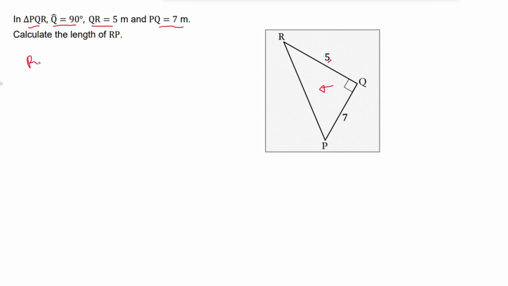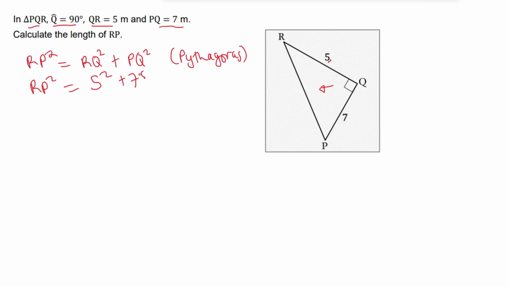So RP squared is equal to RQ squared plus PQ squared. Then Pythagoras is our reason. Right, let's substitute what we have. RP squared is equal to 5 squared plus 7 squared.